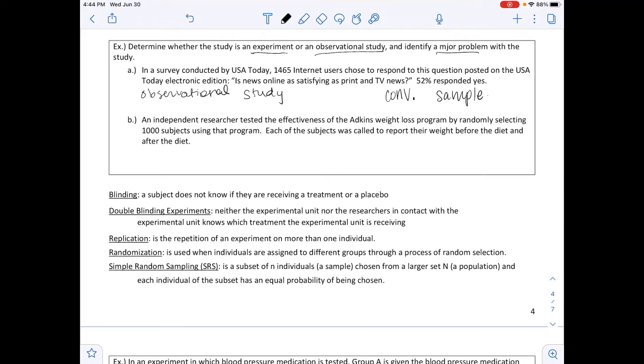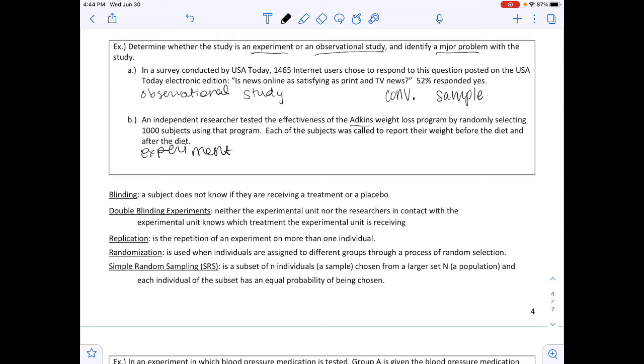Part B, an independent researcher tests the effectiveness of Atkins weight loss program by randomly selecting 1,000 subjects using that program. Each of the subjects was called to report their weight before the diet and after the diet. So we are giving this group of people a treatment, and that treatment is this Atkins diet. And so because of that, this is called an experiment. And again, that treatment would be the Atkins weight loss program.